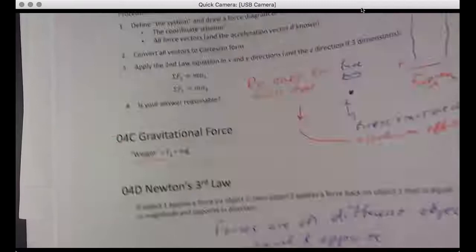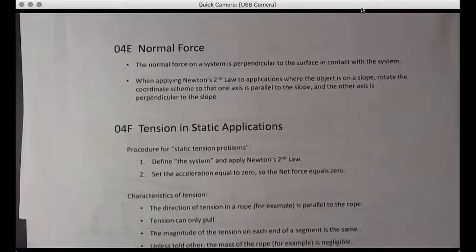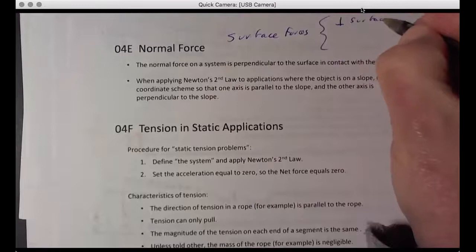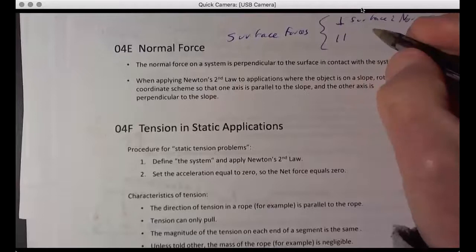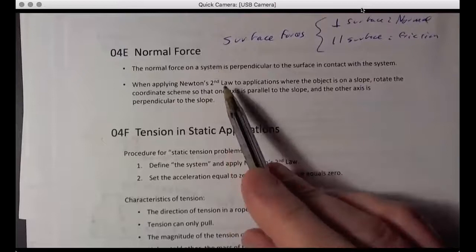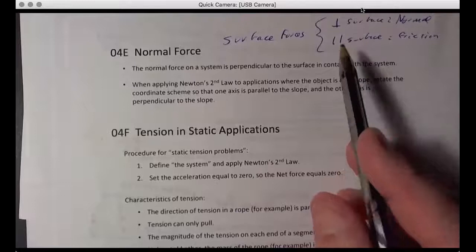Normal force. Basically, there are two surface forces. Perpendicular to the surface is the normal force. Parallel to the surface is friction. The normal force has to be perpendicular, so it usually doesn't do any work if something's sliding along the surface, because it's perpendicular to the motion. Friction, being parallel to the surface, will often do work if you have friction.